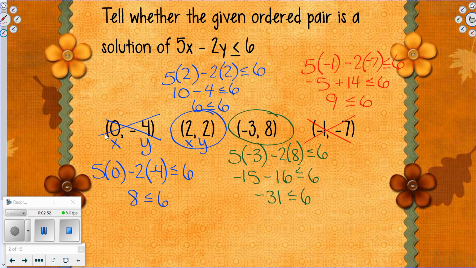Questions on that, just how to tell whether or not the answer worked? Good. I plugged in x and y and saw if it works. That's all I did, is I plugged in x and y and I saw if it worked.